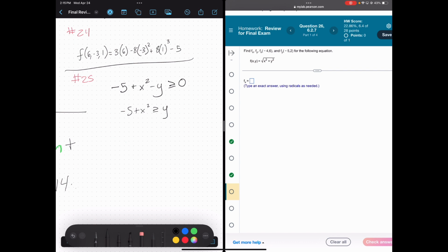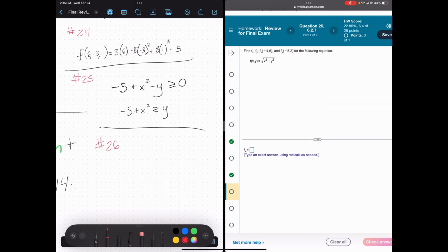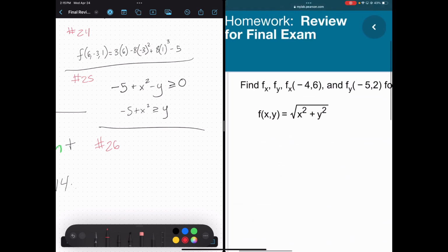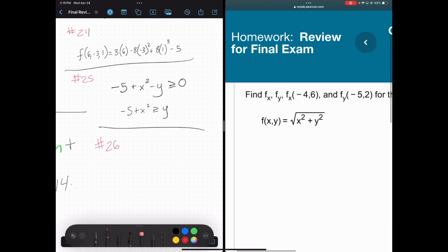Okay. Partial derivatives. So if I zoom in on this, there's your function. F sub x is your partial derivative in terms of x. F sub y is the partial in terms of y. What is this telling you to do? Find that same partial derivative and then plug that value in. Plug negative 4 in for x, plug 6 in for y.